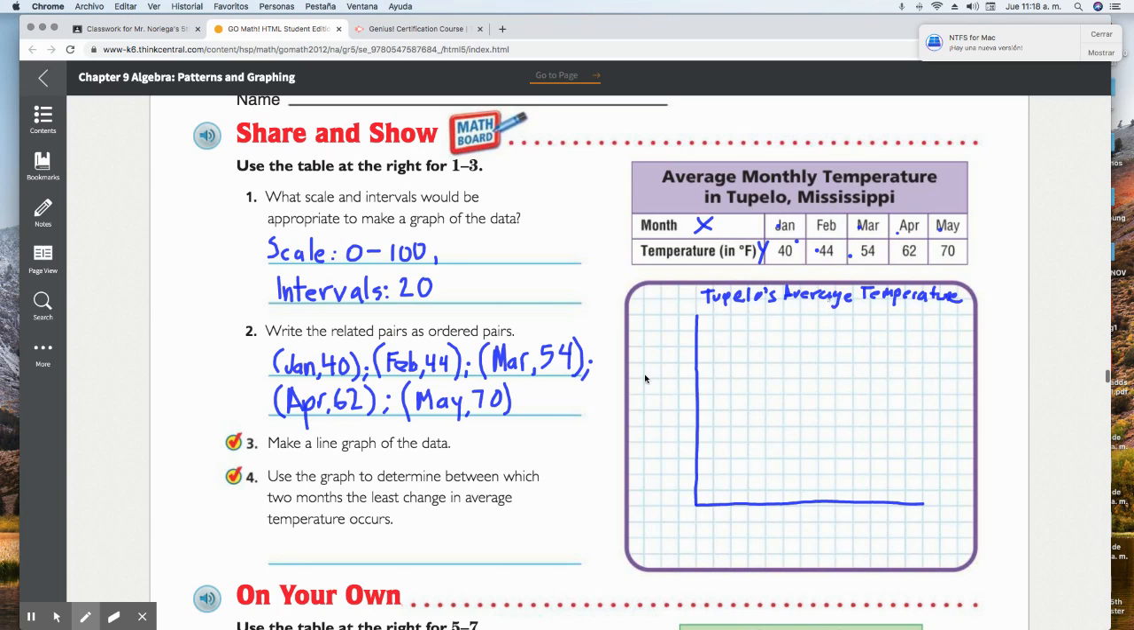Then we need to find a title for the y-axis, which is right here. I'm going to use the same thing, so I'm going to write temperature. It's kind of hard to write this way, but I'm going to try my best. Temperature.